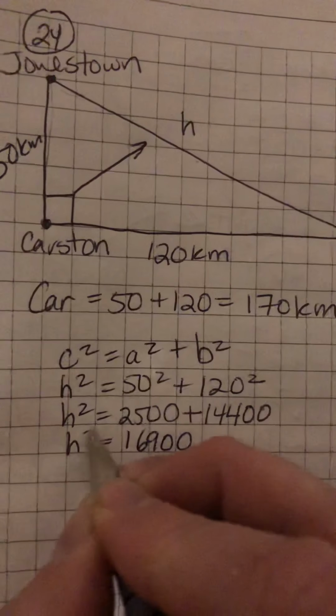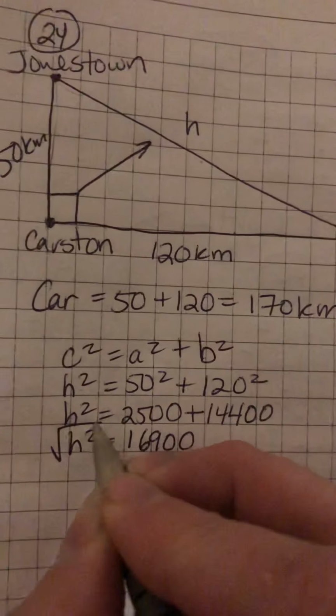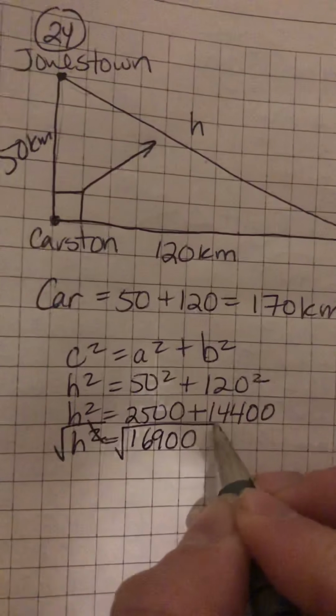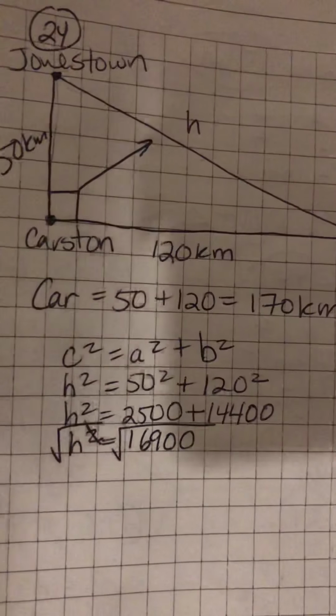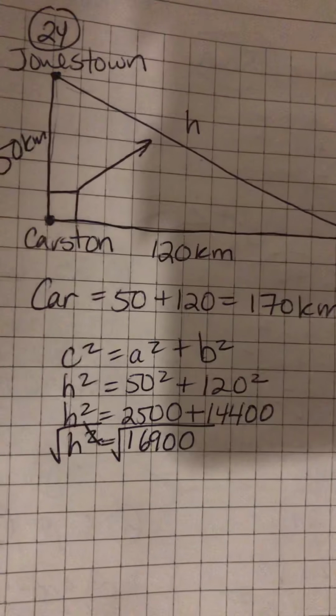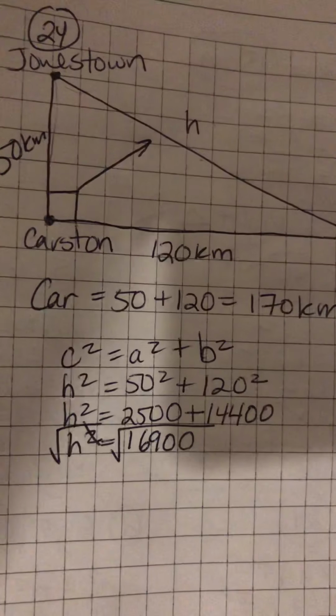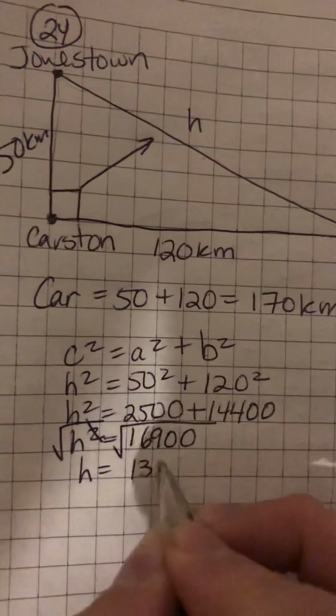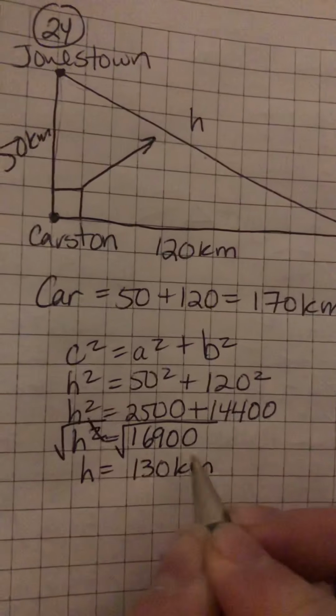And you would add those two together, and we'd get 16,900. We get rid of the square by square rooting the h, but whatever we do on the left-hand side, we have to do on the right. So the square root of 16,900 would be 130 kilometers.